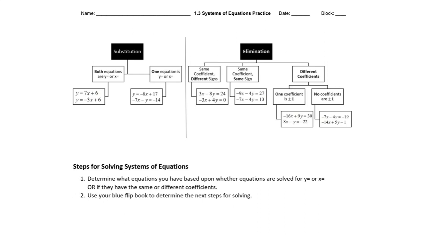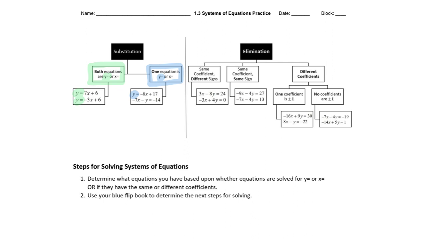The chart you see can help you determine what method you should use for solving. When both equations are y equals or x equals, like what we see in this example, then we will use substitution. Specifically, you'll go to the part in your foldable that has the statement both equations are y equals or x equals, and you'll follow those steps. When I have one equation that is y equals or x equals, then you will still do substitution, but you will go and follow the method that is under that part of your foldable.